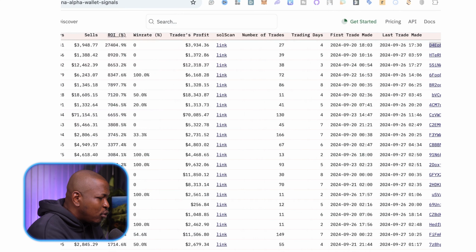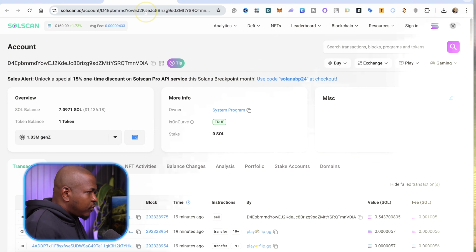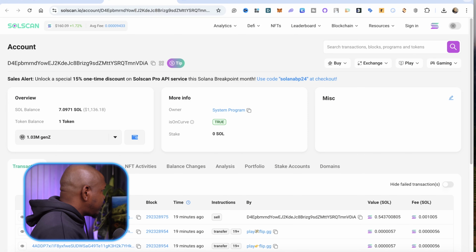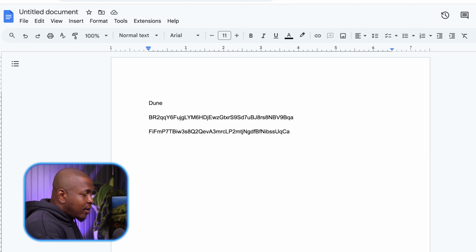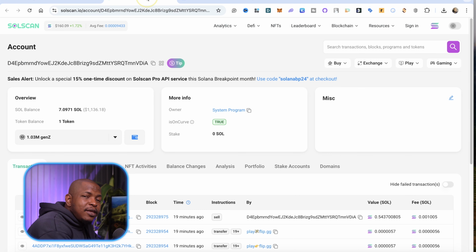So what I'm going to do is go ahead and analyze more of these wallets here and look for a wallet that works best for me. So after researching Dune Analytics, I found two wallets that are decently okay, which I'm going to copy. So the next way to find a profitable wallet is through birdeye.so.